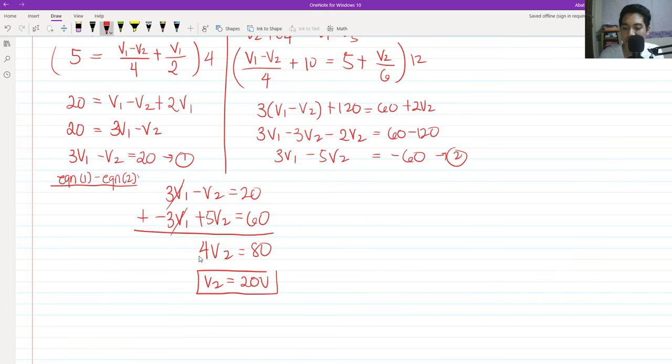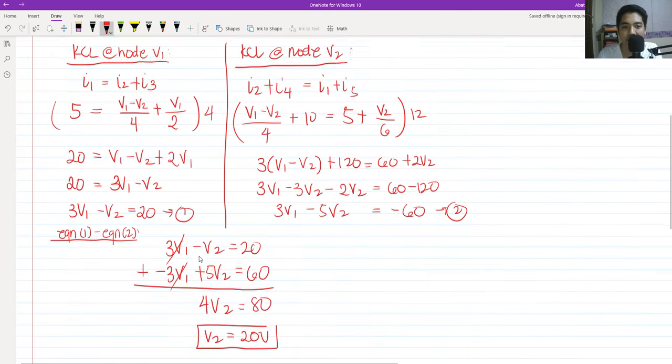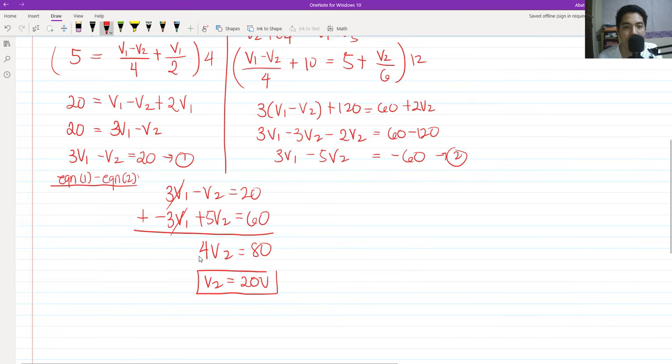The node voltage V sub 2 is 20 volts. So how do we get the remaining node voltage, V sub 1? We can solve from equation 1 or equation 2. We can solve from equation 1 since we already know the value of V2.